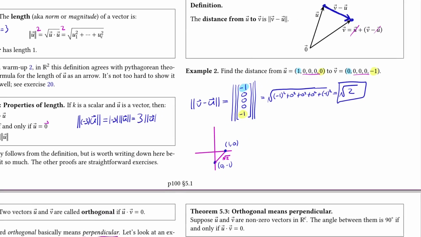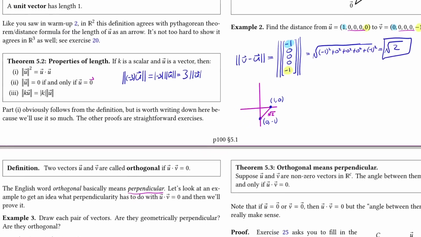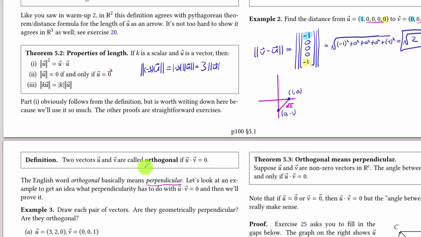In the next video, we will talk about what it means for 2 vectors to be orthogonal. The definition is that their dot product is 0, but it turns out that means that they end up being perpendicular geometrically. And we'll see why that is in the next video.